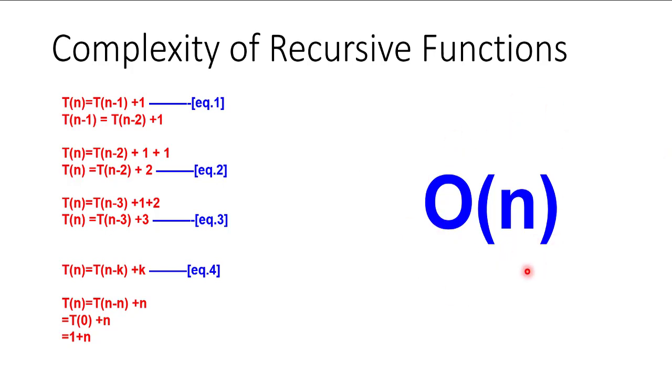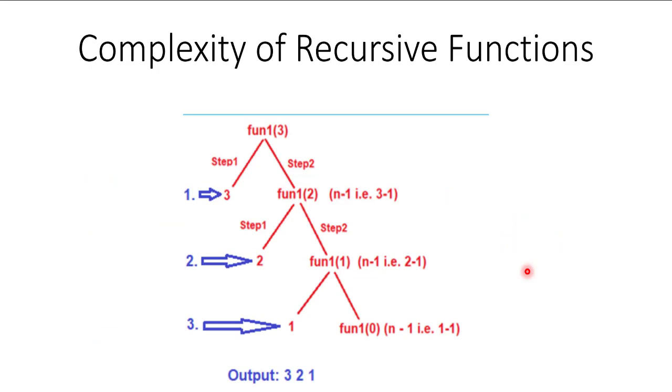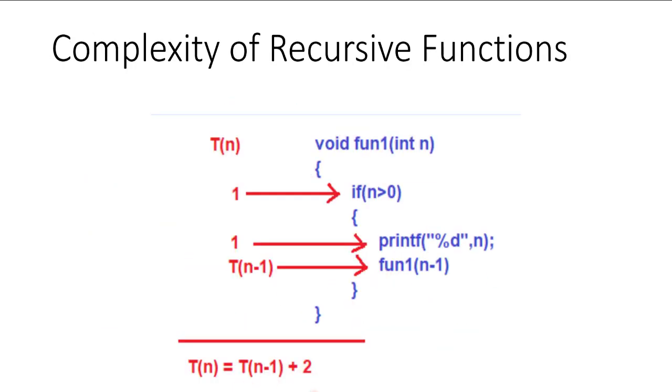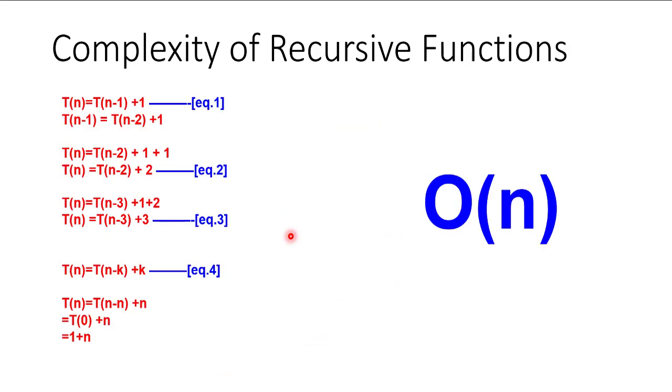So we have discussed 3 methods of finding a recursive function's complexity. First is the tracing tree, the second method is the recurrence relation, and the third method is the substitution method. From all these methods, the output will be the same: O of n is the complexity of this algorithm. You can use any method you prefer, or which is easy for you to understand.